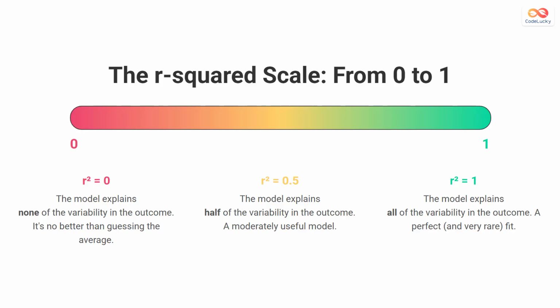R-squared values always range from 0 to 1. An R-squared of 0 means your model explains none of the variability. It's useless. An R-squared of 1 means your model explains all the variability. It's a perfect fit, which is very rare in the real world. A value like 0.5 would suggest the model explains half the variability, which can be moderately useful depending on the context.